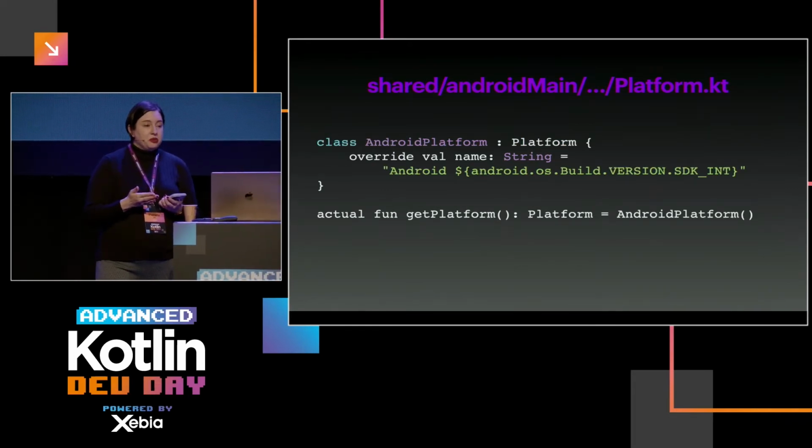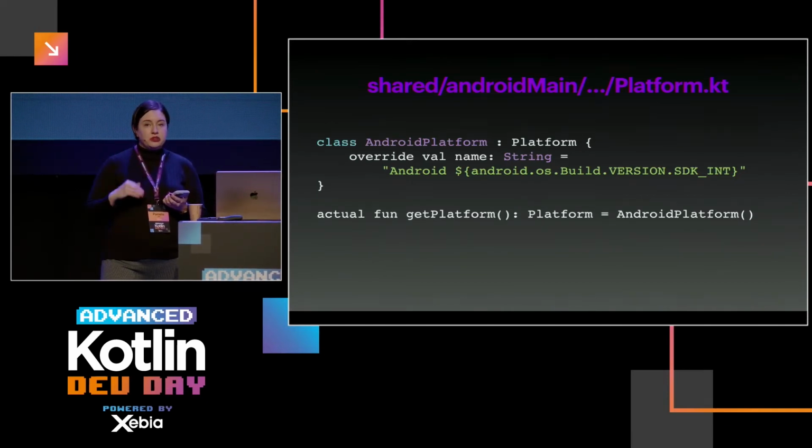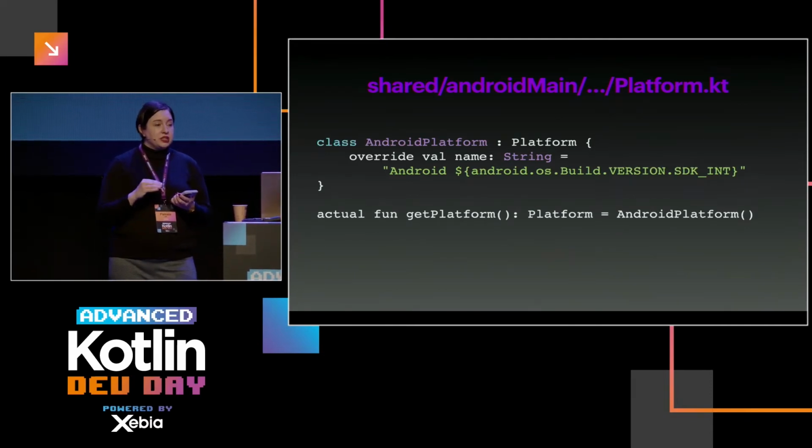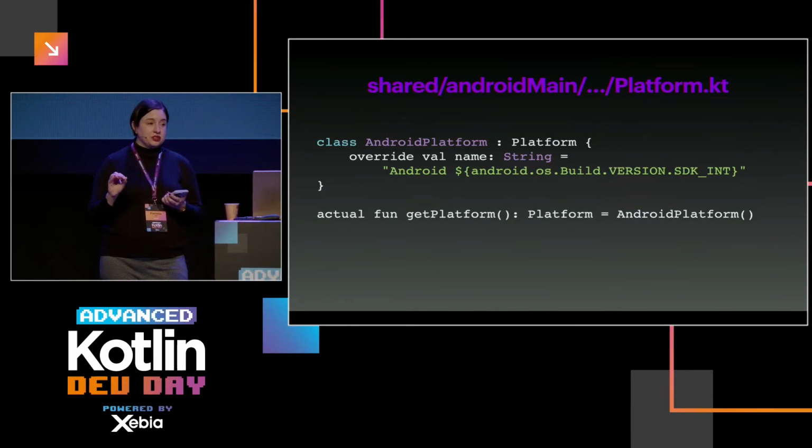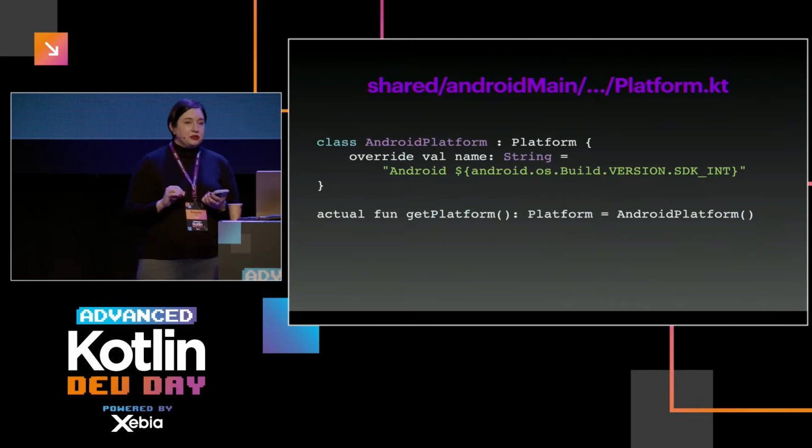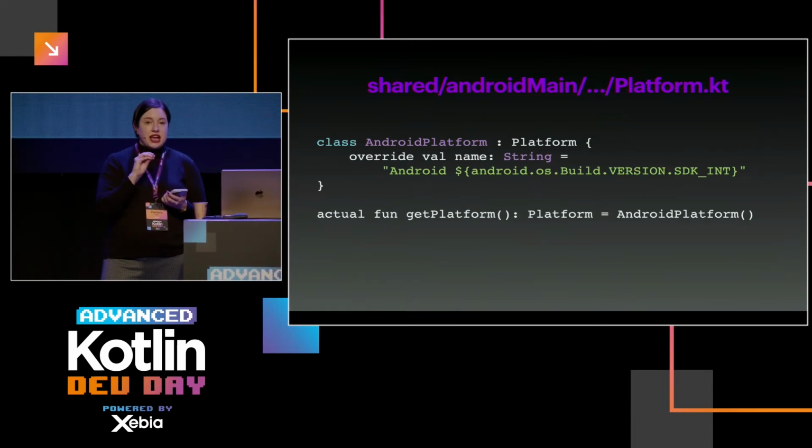So here we are in Android main, and we're looking at the platform file. Here we define a class called platform, and we override the property name to give Android followed by the SDK version. So here we're accessing device-specific information. We also define a getPlatform function, a top-level function, that returns an instance of this class. And there's a keyword actual in front of it. Now, this is very, very important. Expect and actual work together. So what it's basically saying in this case is that if you were looking for the actual platform-specific implementation that you expected in common main, well, here it is.